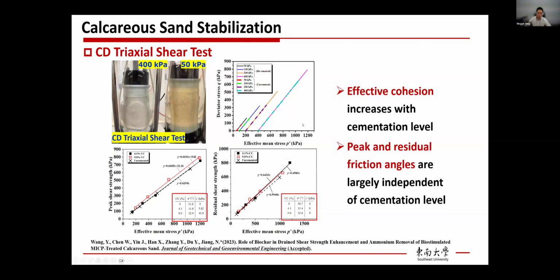Then based on the stress path result, we can obtain the failure envelope. Here are two cases. The black one is with moderate cementation, 4.1% cementation content, and the red one shows the heavy cementation case with 9% cementation. Comparing these two, we can see that their cohesion is different. For 4.1%, cohesion is 5.82 kPa, and for 9% cementation, the cohesion increases to 41 kPa. So cohesion increased significantly, but the effective friction angle is largely the same. For the residual shear strength, the cohesion all comes back to zero. It means that all cementation has been broken. The residual friction angle is also largely independent of cementation level.